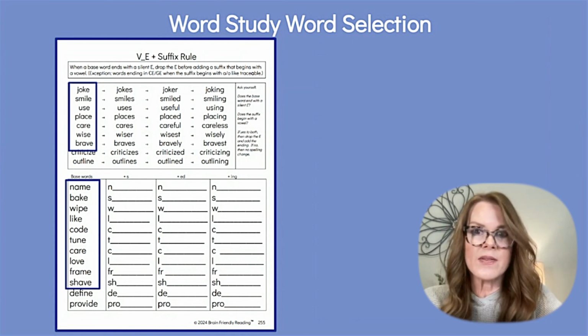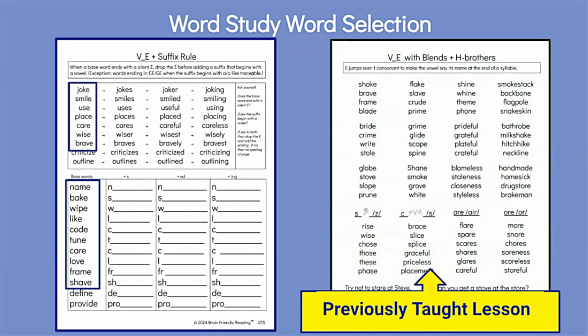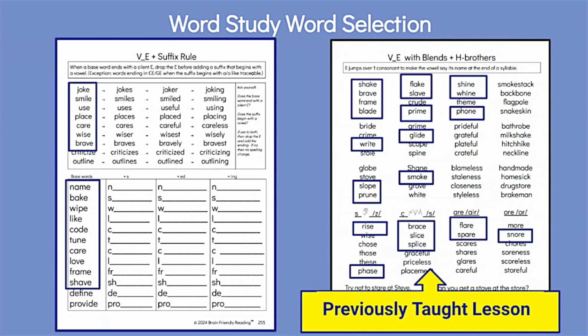For example, here I've selected these words because I'm teaching the spelling rule after I've taught the NG page, which means my students have been taught the vowel consonant E lesson pages. They have also done the vowel consonant E with blends and H brothers lesson. When selecting words from that page, I have to make sure that the words still make sense when an ing suffix is added. So as a side note, whenever I am pulling words from various pages to teach a rule like the spelling rule or for review, I make sure to only choose words from previously taught lessons.